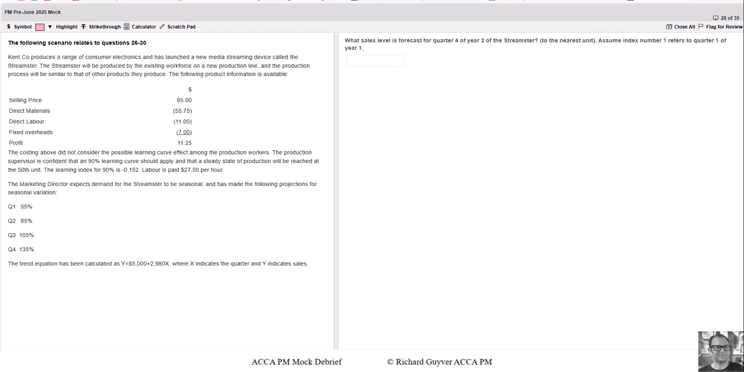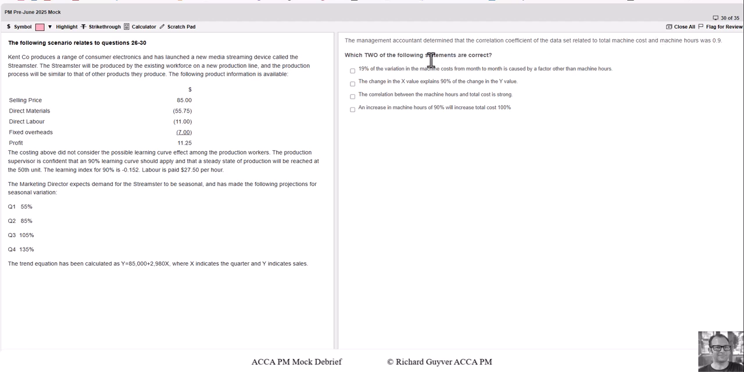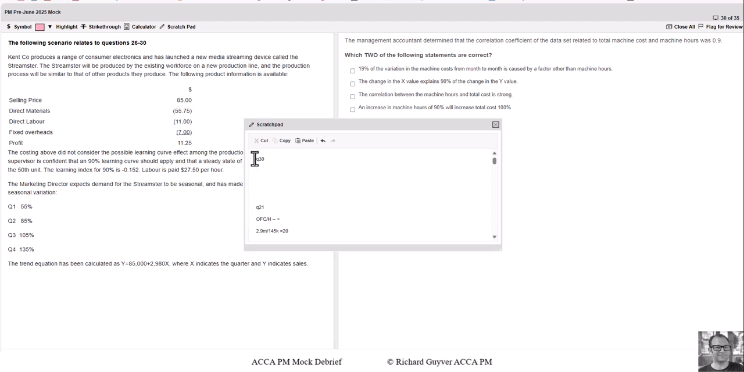Here's a calculation, another calculation there. And again, it's got that setup like before, but this one is an outlier. We're asked which two of the following statements are correct. The management accountant determined the correlation coefficient of the data set related to total machine costs and machine hours was 0.9. We need to choose two of these. First one: 90% of the variation in machine costs from month to month is caused by a factor other than machine hours. I've seen questions like this in one format or another quite a lot.